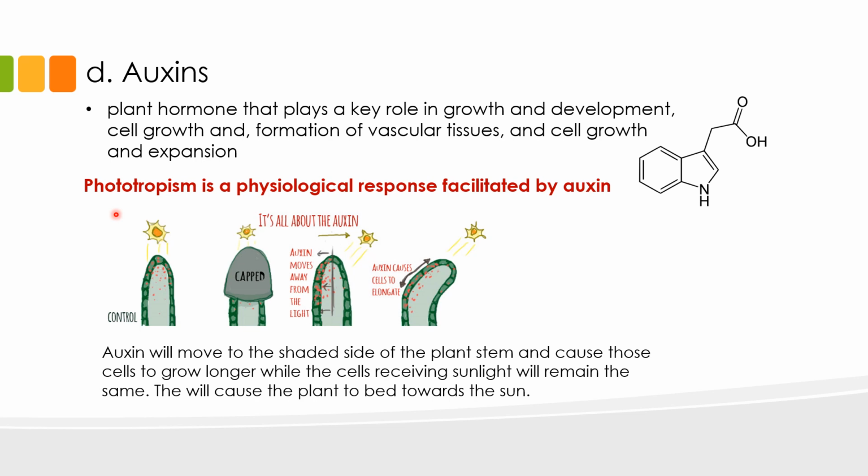So if you put a plant outside, just like in this panel here, free of any shading, the plant will just grow upward. But when you put a plant in the windowsill, the auxins are going to move to the shaded side of the plant and cause those cells to grow longer, while the cells on the sunny side of the plant stay the same size. That will cause the plant to bend to one side toward the sun.